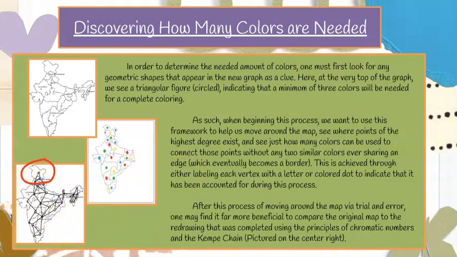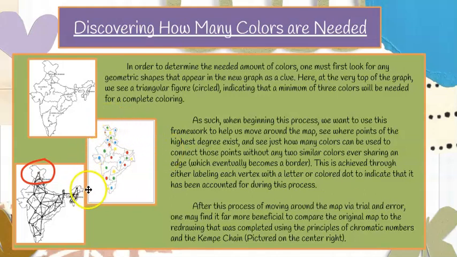And as such, when we begin the process, we want to use this framework to help us move around the map, see where points of highest degree exist, like I had mentioned previously, how many edges come off of one point, and we can see how many colors we might need to use to connect these points without any two similar colors ever sharing an edge, which eventually becomes a border when coloring in the map completely. So this is achieved through either labeling each vertex with a letter or a colored dot to indicate that it has been accounted for during this process.